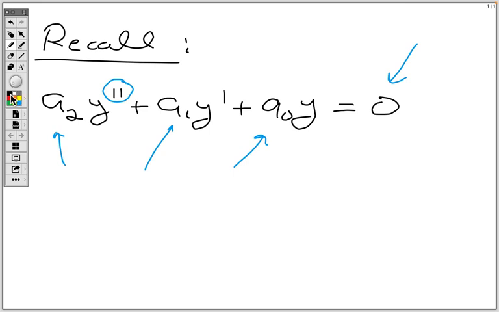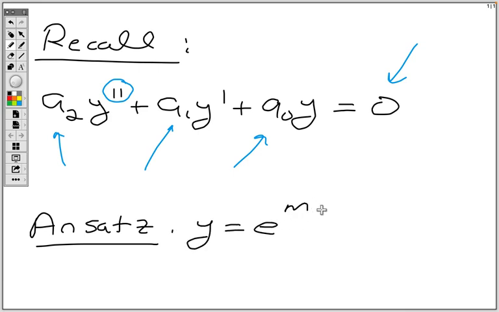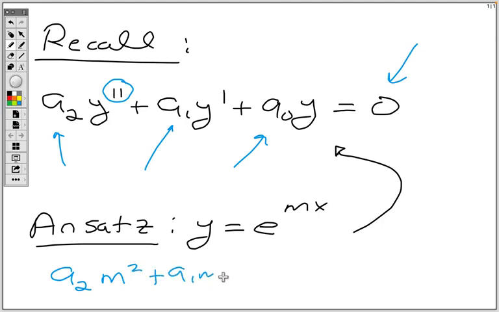And last time we said, okay, if we're trying to find a function that makes this work, essentially we're looking for a function whose derivatives are essentially multiples of the original function, because we're getting a linear combination of the function and its derivatives equaling 0. And so we make the assumption, or the ansatz, that y equals e to the mx. And if we plug that into the differential equation, we get a quadratic equation, a2 m squared plus a1 m plus a naught equals 0.